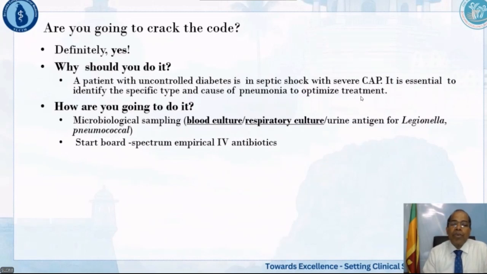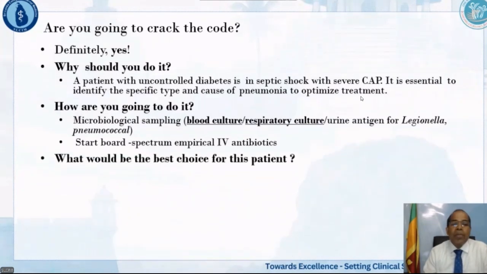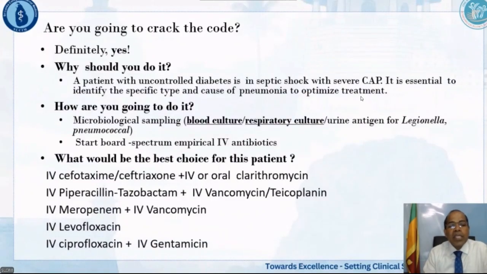Microbiology sampling in the form of blood culture and respiratory culture, and urinary antigen for Legionella and pneumococcus on certain occasions, and start broad-spectrum empirical IV antibiotics. What would be the best choice for this patient? Is it cefotaxime or ceftriaxone plus IV or oral clarithromycin? Is it pip-taz plus IV vanco or teico? Is it meropenem plus IV vancomycin? Is it IV levofloxacin alone, or IV ciprofloxacin or gentamicin?